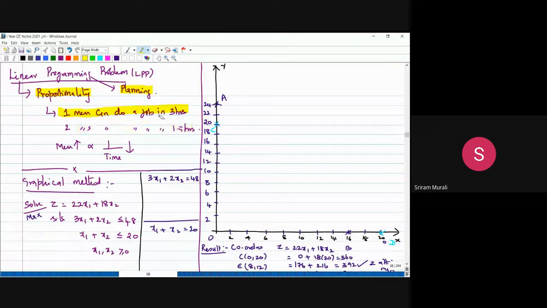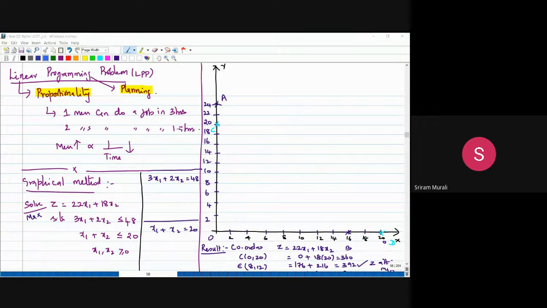So when you increase the number of persons, working time will reduce. It is inversely proportional. So this proportionality, what we call it as linear, non-linear. Linear means it should be a straight line. Either it will decline or it will increase, something like this.